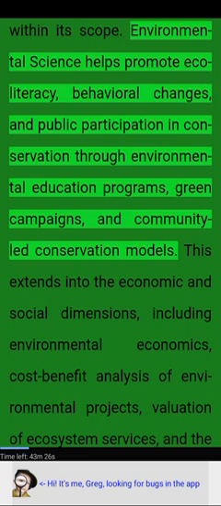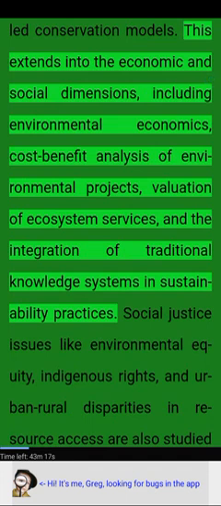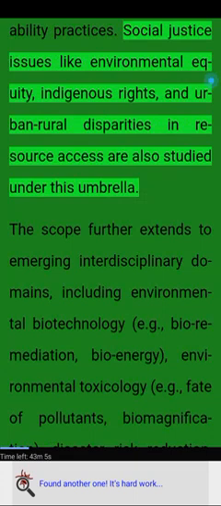conservation models. This extends into the economic and social dimensions, including environmental economics, cost-benefit analysis of environmental projects, valuation of ecosystem services, and the integration of traditional knowledge systems in sustainability practices. Social justice issues like environmental equity, indigenous rights, and urban-rural disparities in resource access are also studied under this umbrella.